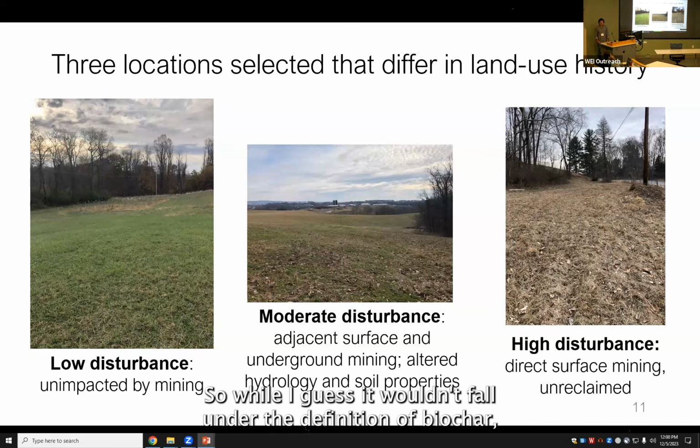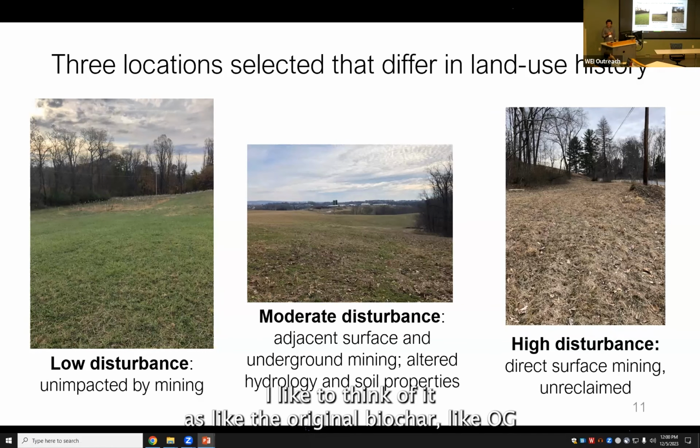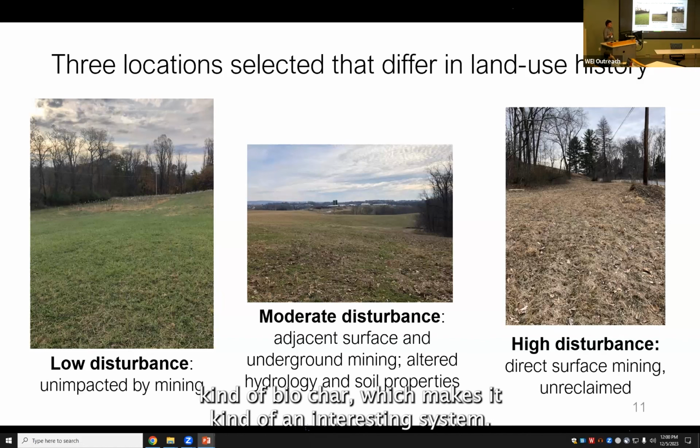So while I guess it wouldn't fall under the definition of biochar, I like to think of it as like the original biochar, like OG biochar, which makes it kind of an interesting system.